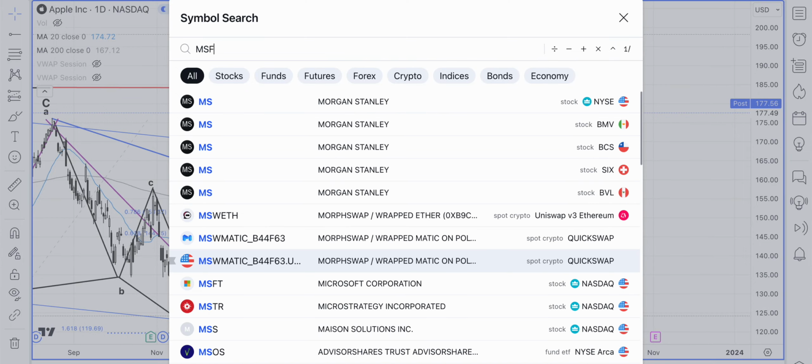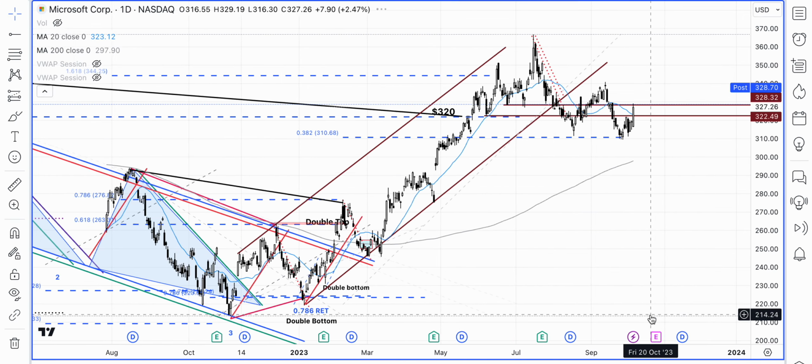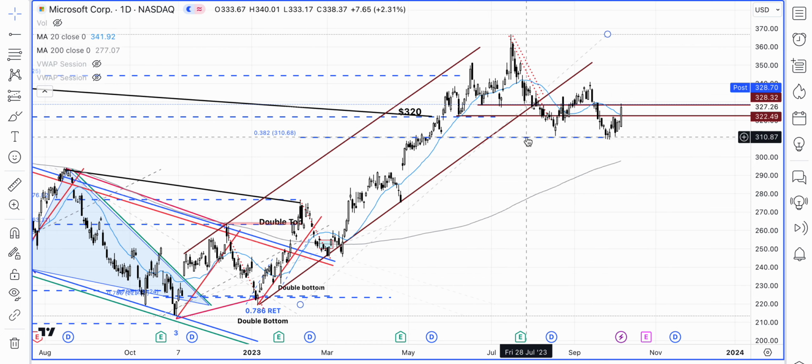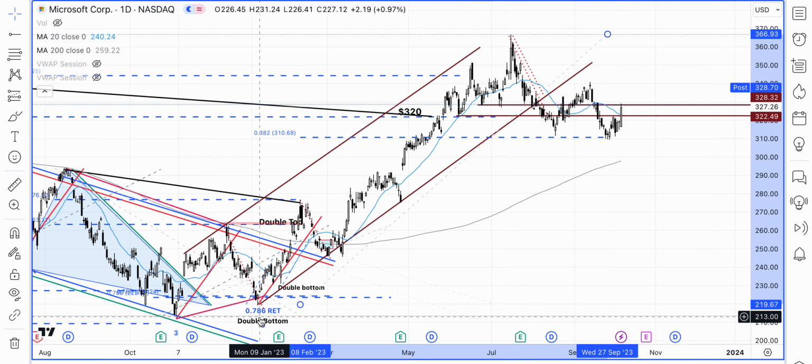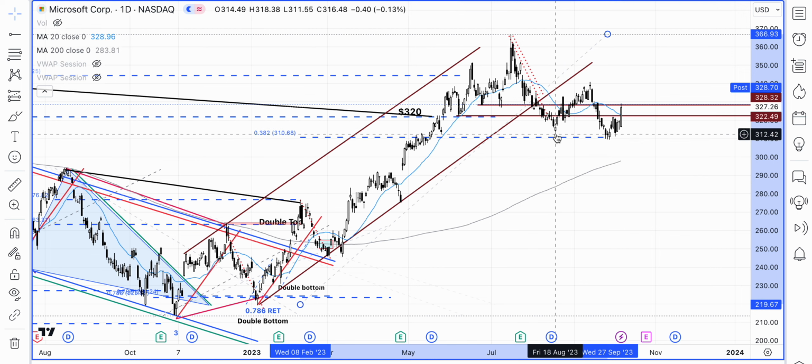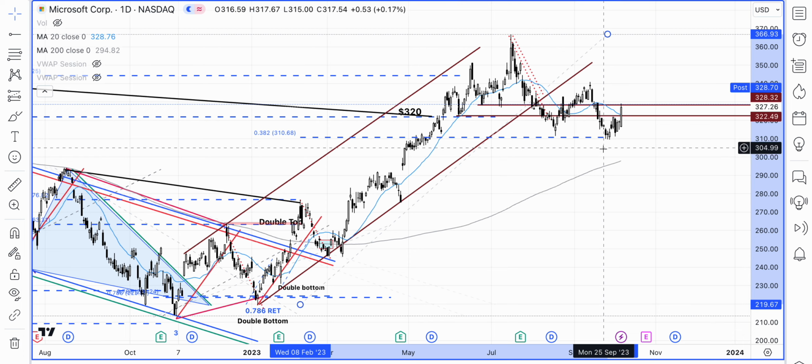Let's take a look at Microsoft. Again, the level that we were watching for was about the $310 per share level, because that is the 38.2% Fibonacci retracement off the bottom, which I would like to call a double bottom, in the beginning of January 2023. The market reached and pretty much tested this level around the 18th of August. It had a little bit of a rally, found resistance at about the 38.2% Fibonacci retracement, and then this is the key part.